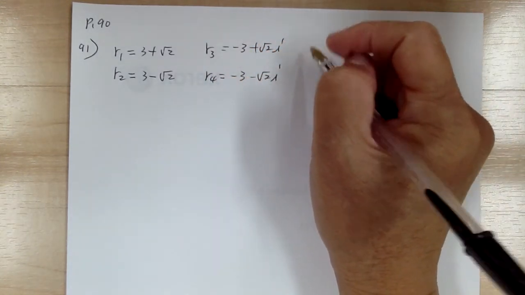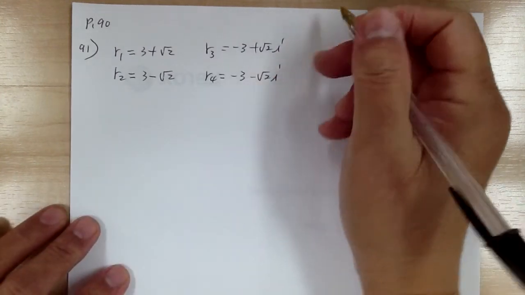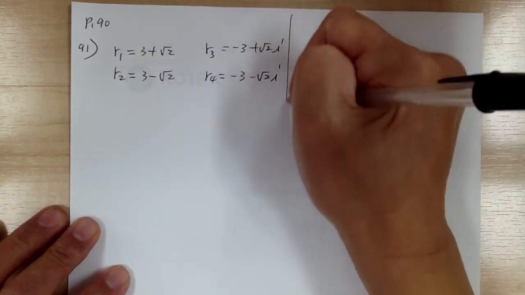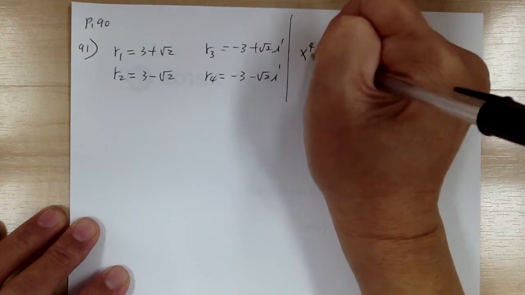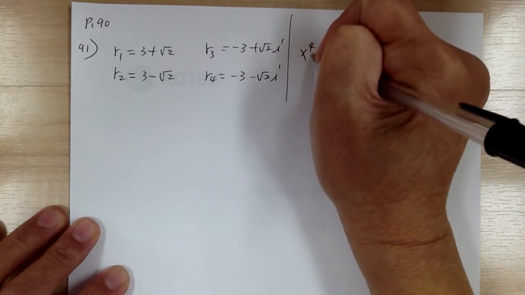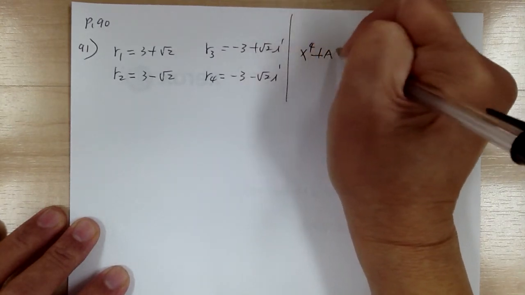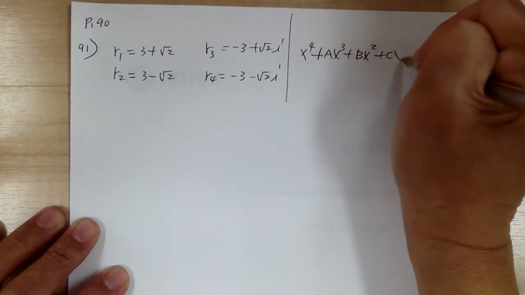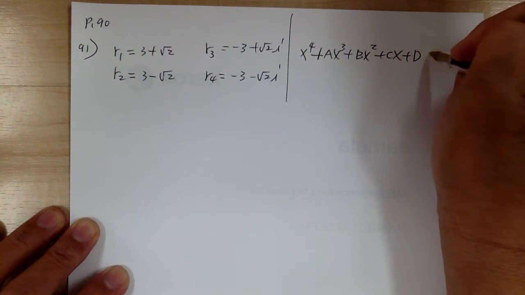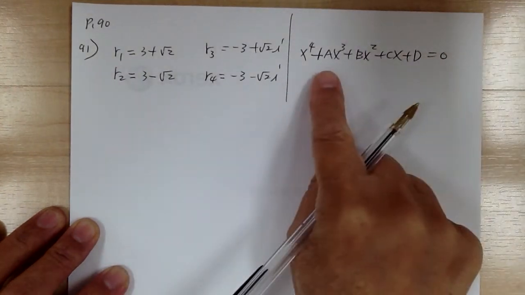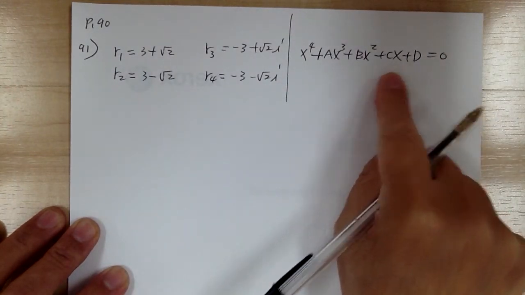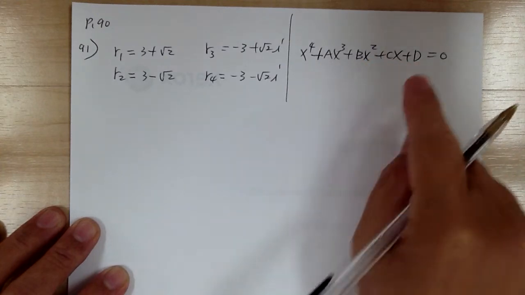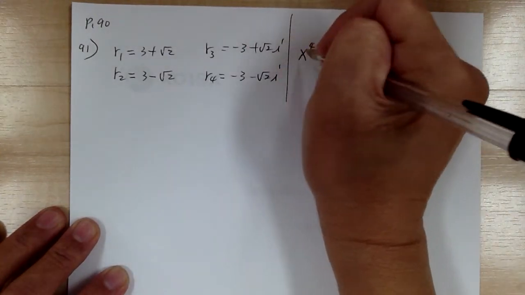Okay, and the equation is in the form of x to the 4 plus a x cubed plus b x squared plus c x plus d equal to 0. So you want to write the equation in this form. So you're looking for what a plus b plus c plus d is.